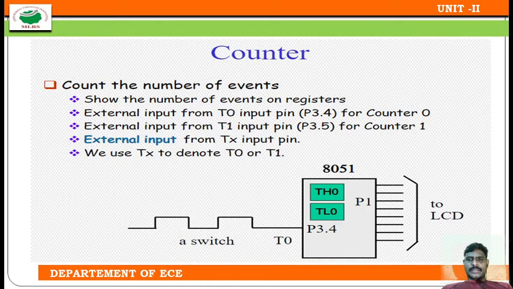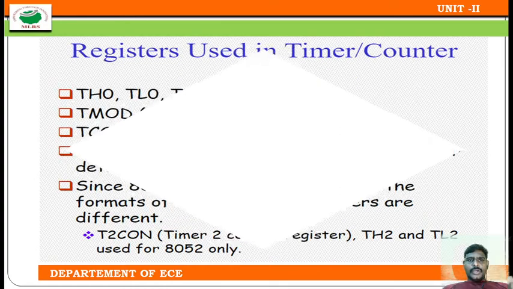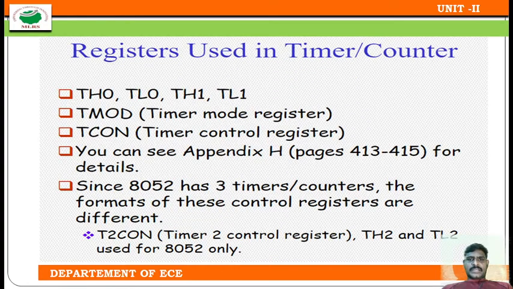So let's see in-depth details about the timer and counter. This is the basic thing that happens for a timer or a counter. As we know, in the 8051 microcontroller there are two timer cum counters, which means two registers which can be used as a timer or a counter. To initialize, start or use the timers or counters, some registers are required. As we said on the first slide, we need to initialize those registers.